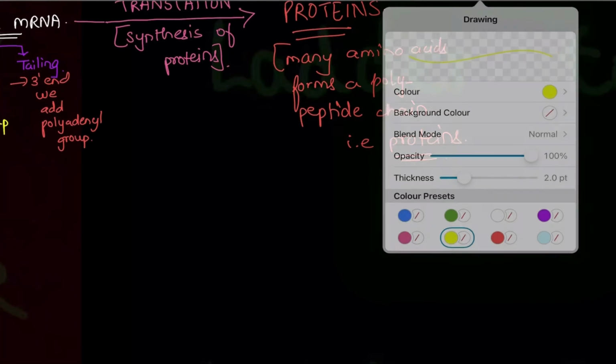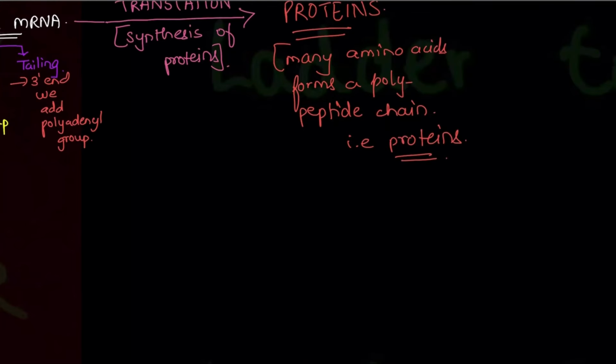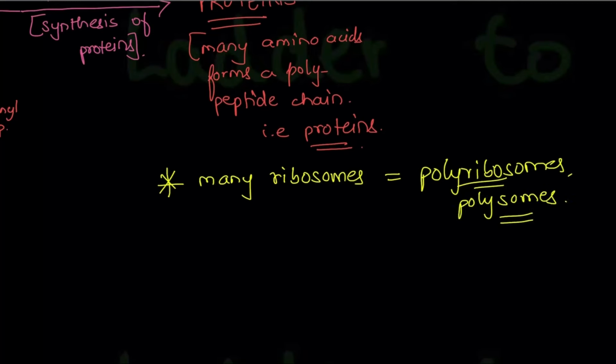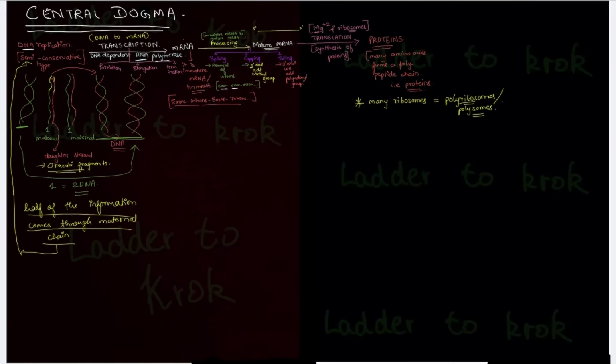Sometimes they ask you the question: where does protein synthesis occur? The answer is polyribosomes. Polyribosomes, or polysomes, means many ribosomes together. You can write this point extra somewhere on the page, wherever you have space. Many ribosomes together is called polyribosomes. Poly means many. Sometimes, rarely, they give you polysomes. So remember this point also.